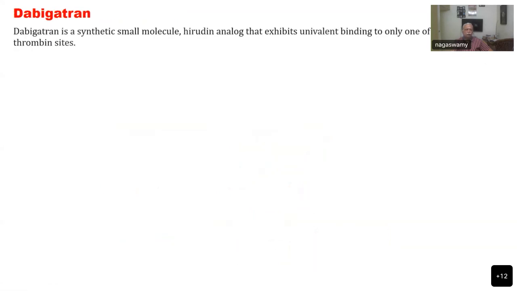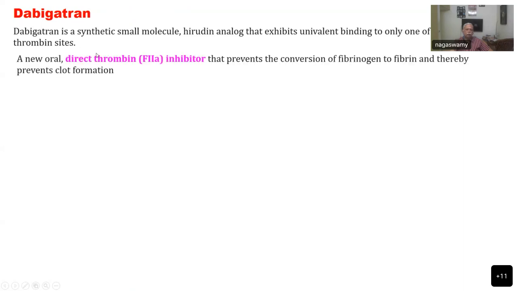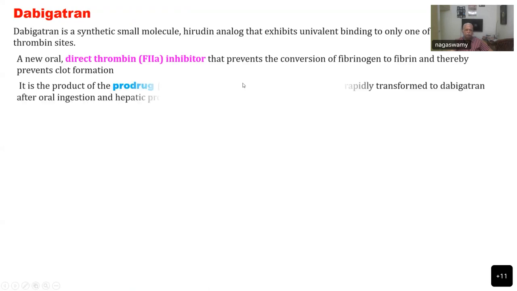Now the first drug, dabigatran, is a synthetic small molecule. It is a hirudin analog that exhibits univalent binding to only one of the thrombin sites. So the drug goes and binds itself to the thrombin, blocking its effect of converting fibrinogen to fibrin. And this is a direct thrombin inhibitor, factor 2A, that prevents conversion of fibrinogen to fibrin, which forms a clot.